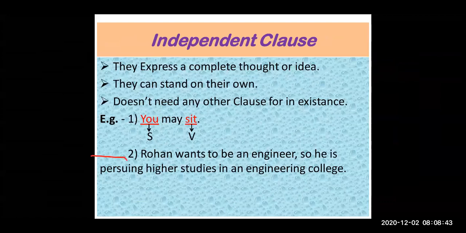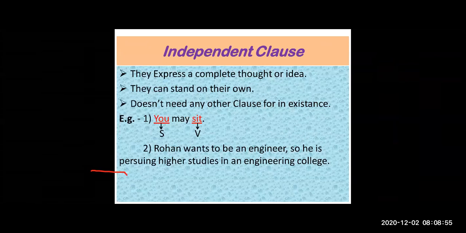See, Rohan wants to be an engineer. So he is pursuing higher studies in an engineering college. What is the example? See, Rohan wants to be an engineer. So he is pursuing higher studies in an engineering college.